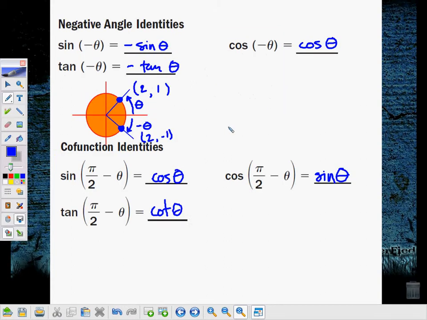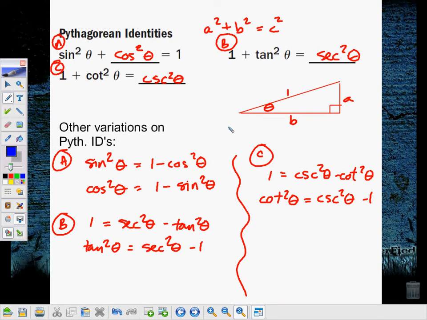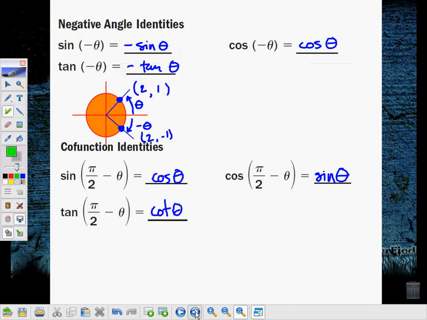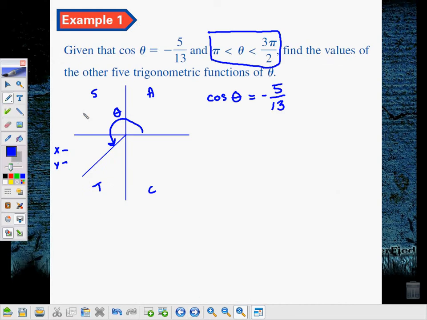And I do that, I look back at the identities that I have. And I'm going to look back through them until I find one that relates sine to cosine. And that is right here, actually. Sine squared theta plus cosine squared theta equals 1. I'm going to use that variation. All right. So sine squared theta plus cosine squared theta is equal to 1.